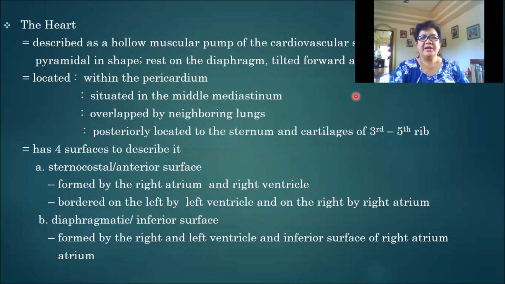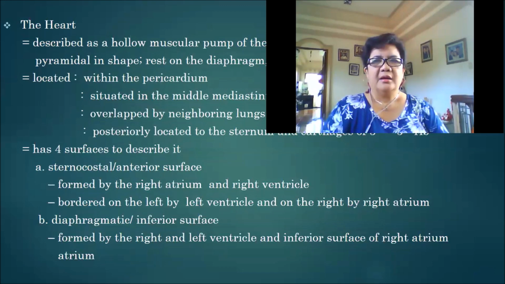Then posteriorly, it will be located anteriorly. You will have the sternum and the cartilages of the third and fifth rib. It has four surfaces. The heart has four surfaces, which would describe their location.